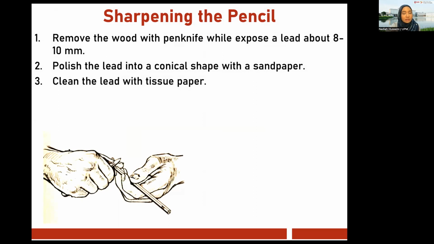This is for cases that are very old school. There are cases where they love to use pencils that they sharpen themselves. With a sandpaper, you polish that lead to become a conical shape. With a sandpaper, clean the lead with tissue paper.